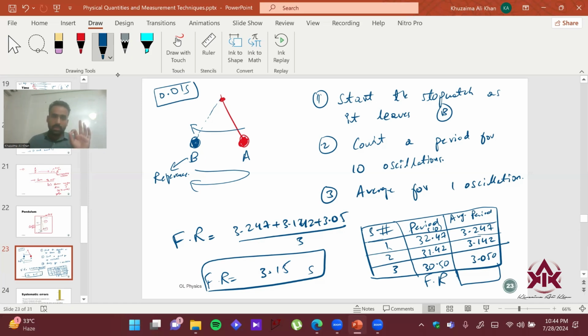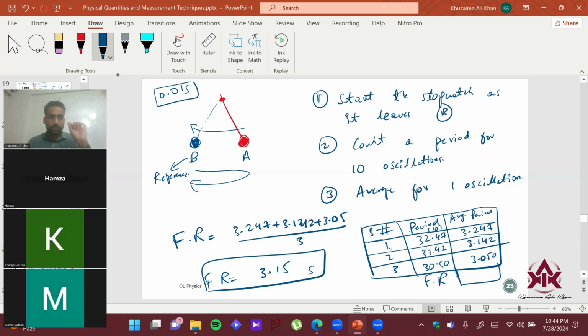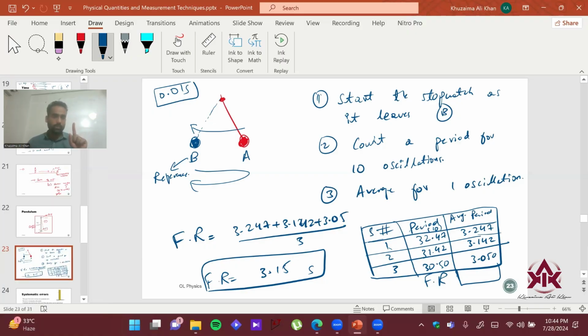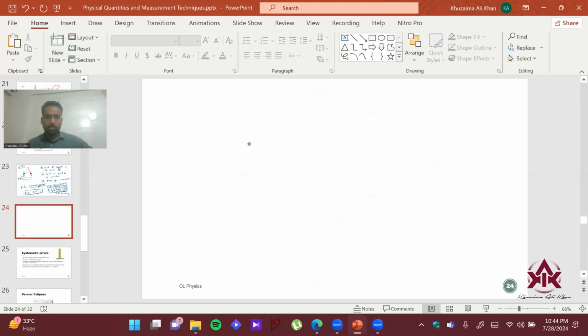Now what have you got? The time period for one oscillation. We can also find the frequency. And what is frequency? Let me tell you that. So you know the time period for one oscillation on average. You have taken a lot of averages, so you have a very precise, accurate answer. That is 3.15 seconds.